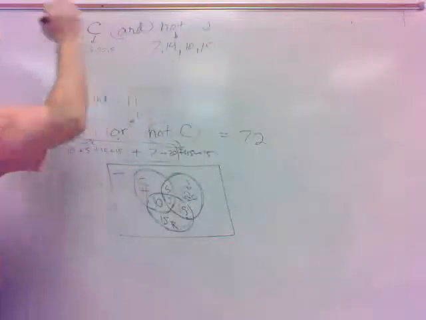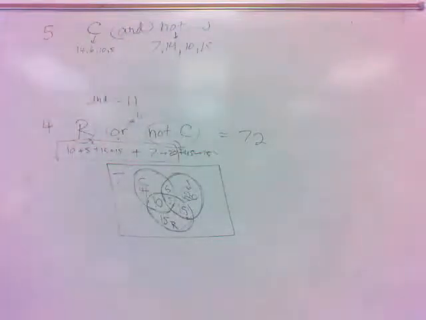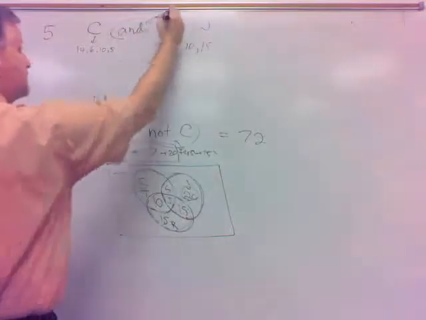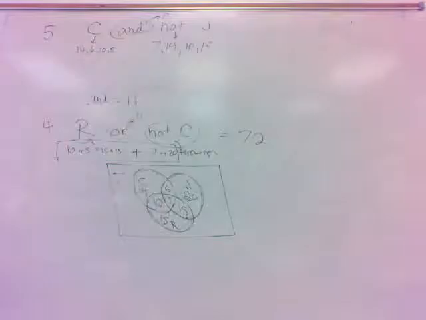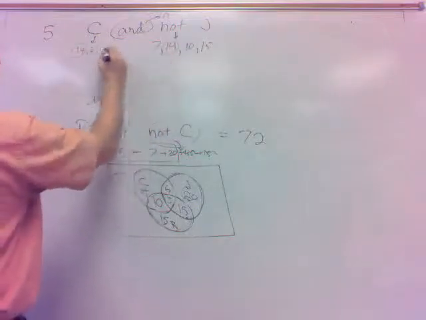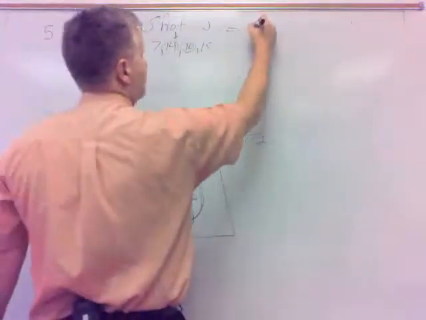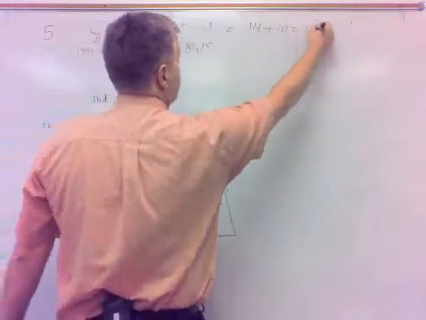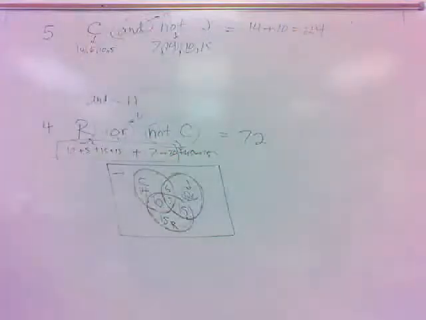Now, I want to and those together. And means what? And means intersection, which means the overlap. So in these sets, I'm only looking at overlap. Which ones overlap? 14 and 10. So the answer here is just the 14 and the 10. It's 24. See the difference? And is the overlap of the two.